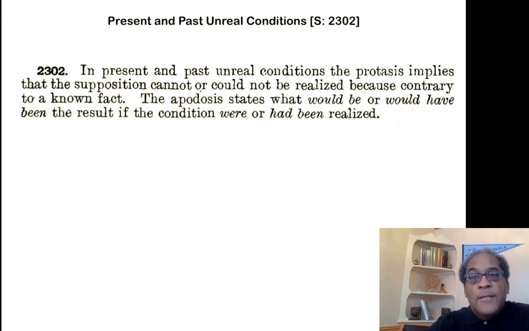Okay, so next we have the category of unreal conditions, present and past. In the present and past unreal conditions, the protasis implies that the supposition cannot or could not be realized because it is contrary to a known fact. The apodosis states what would be or would have been the result if the condition were or had been realized.